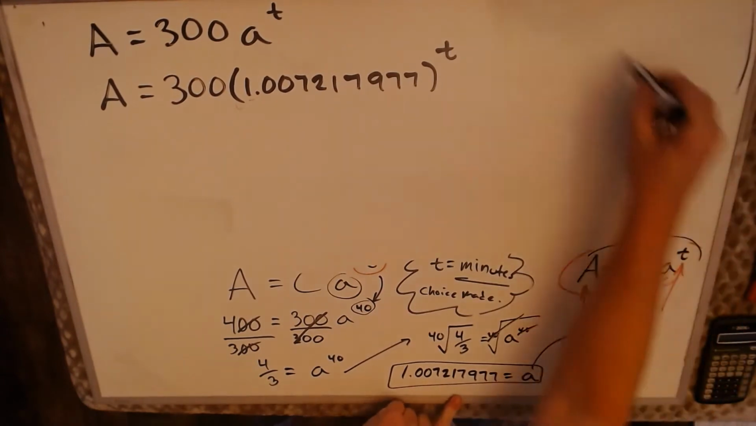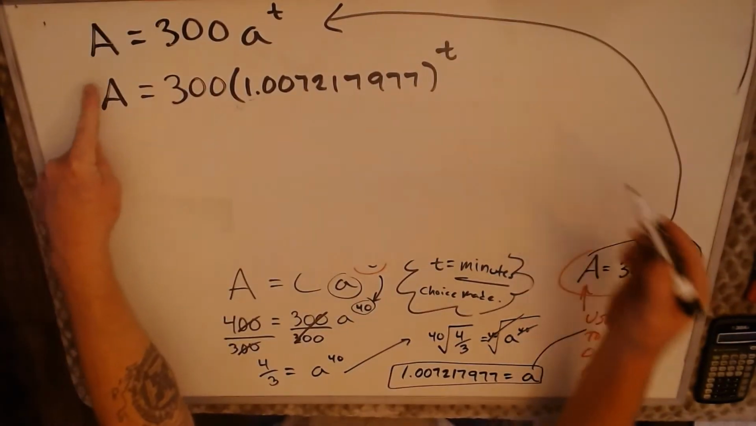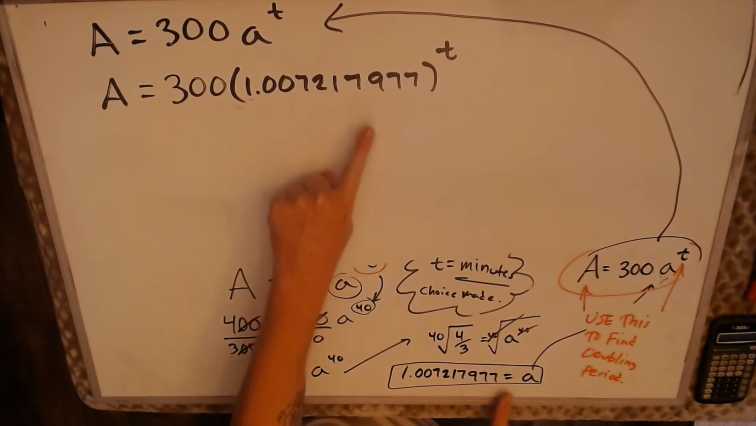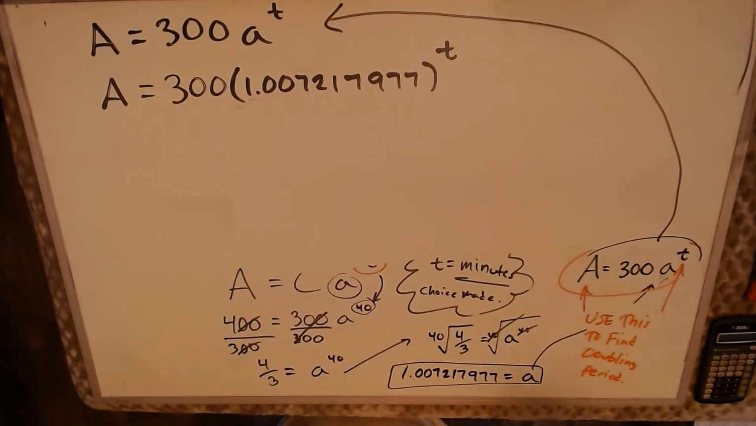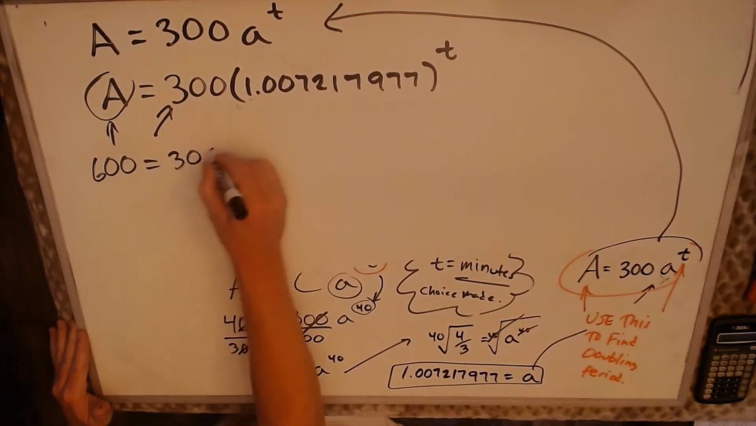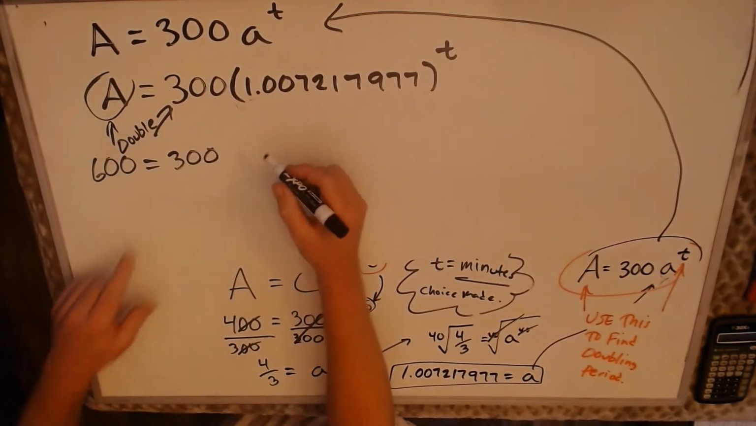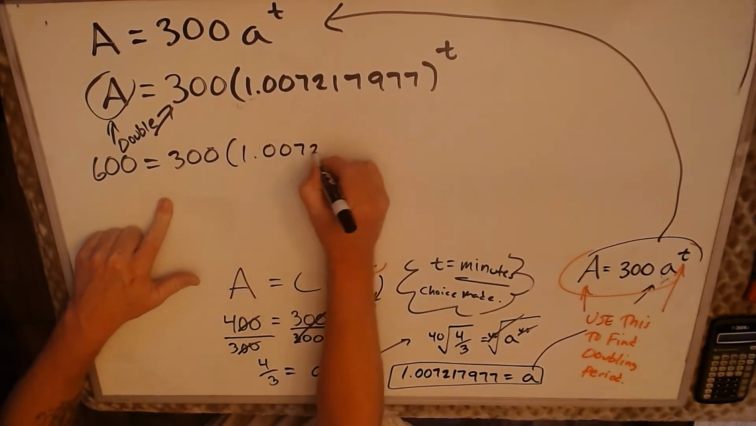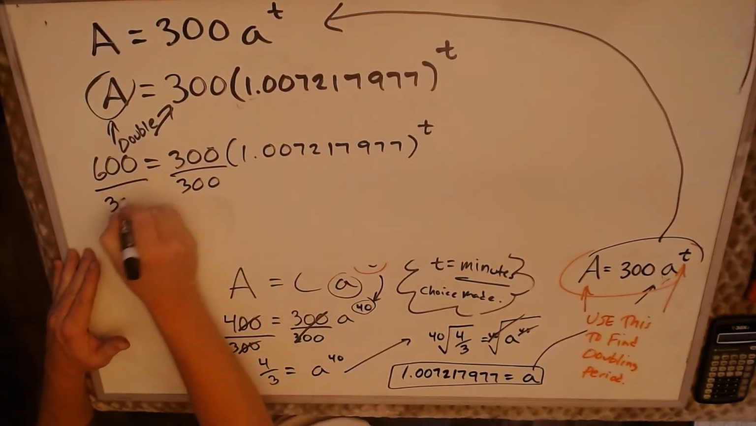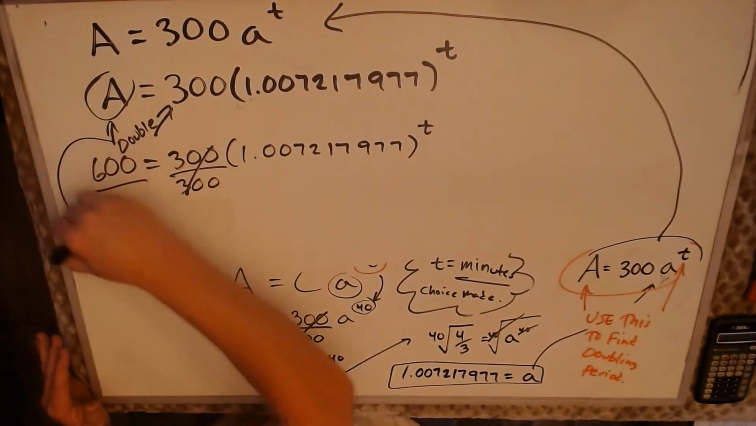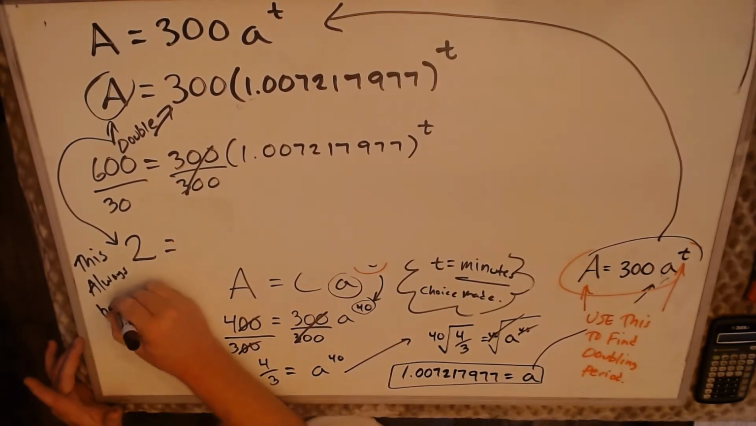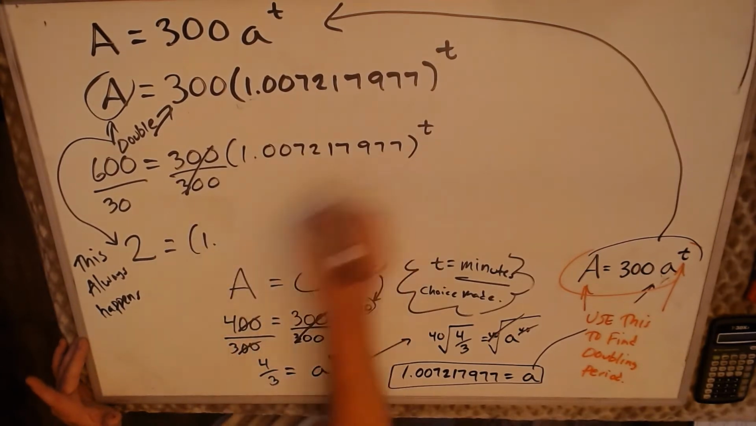So I just took my model and I rewrote it over here. And plugging in my A, 1.007217977. Make sure I wrote it down correctly. Looks good. Doubling now. So we want to double. So that'll be 600. That's because it's double 300. And this is where you see that the 300 really doesn't matter because you're about to divide by it anyway, and you will always get a 2 if you're solving a doubling problem. What really matters is this base A.